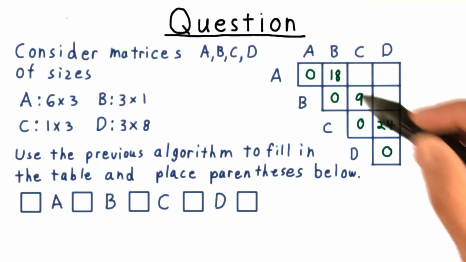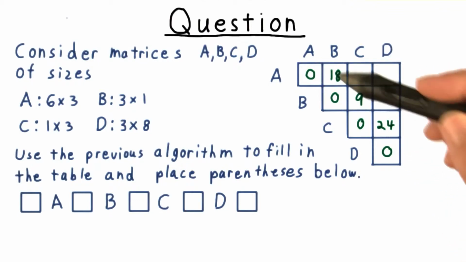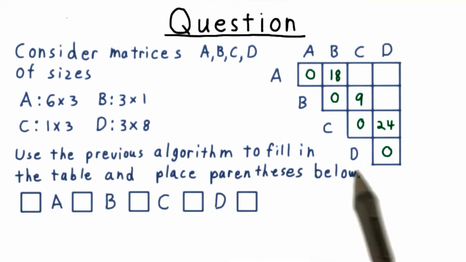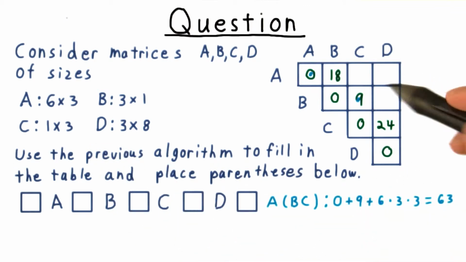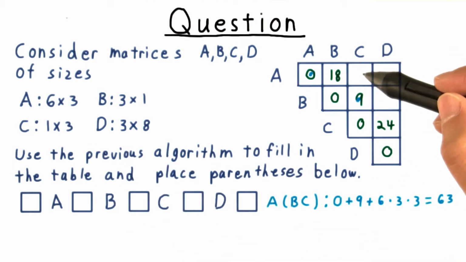Here's my answer. We'll go diagonal by diagonal. The first one is easy, since it's just the cost of the pairwise product. Next, we'll consider this entry here, corresponding to the product of ABC.